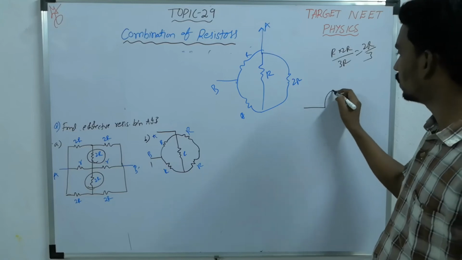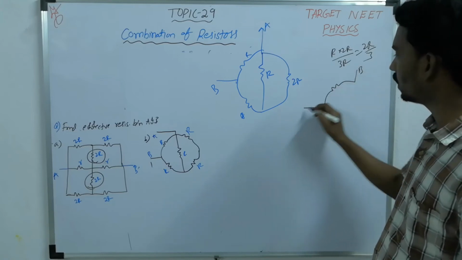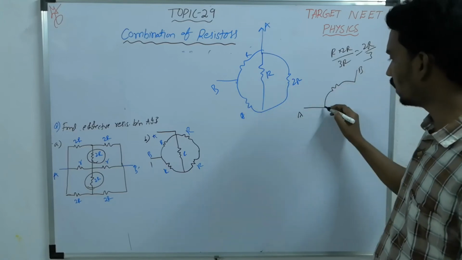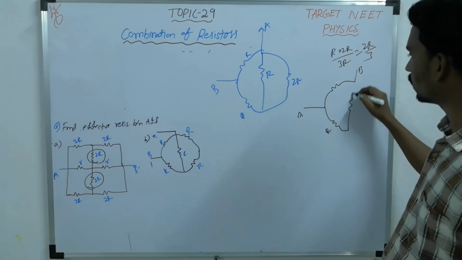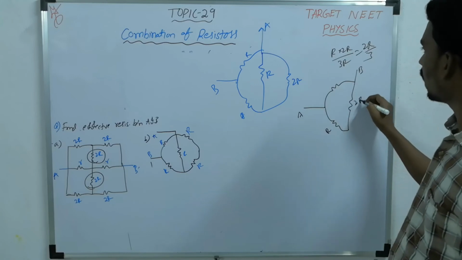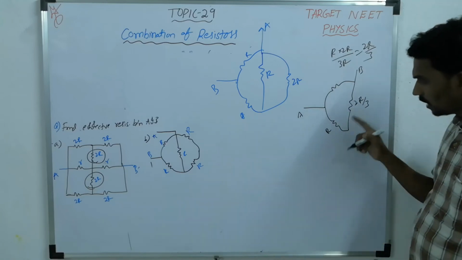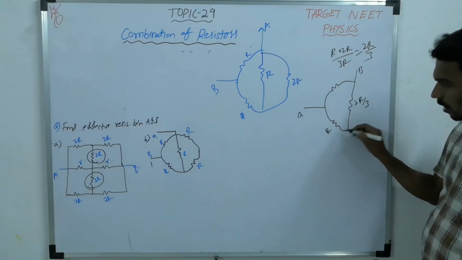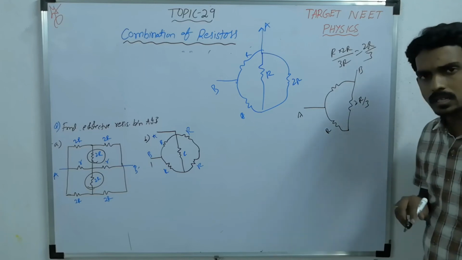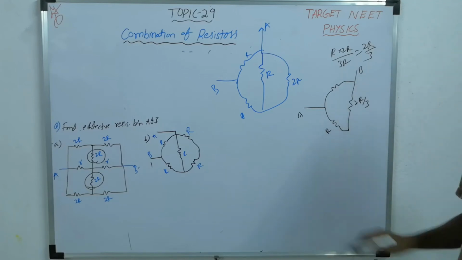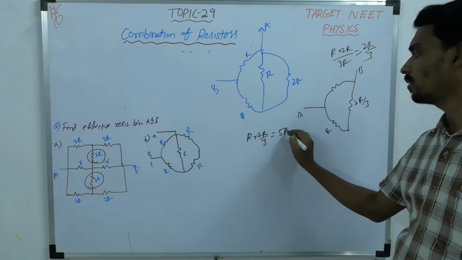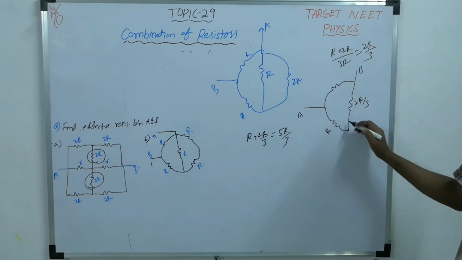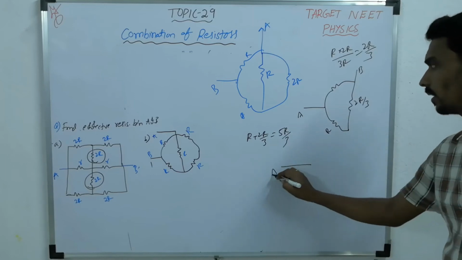Now this is B, this is A, and here R is there, and these two's resultant is 2R by 3. Now these two have one end joined, so these two are in what? Series. Then R plus 2R by 3. R plus 2R by 3, how much? 5R by 3.